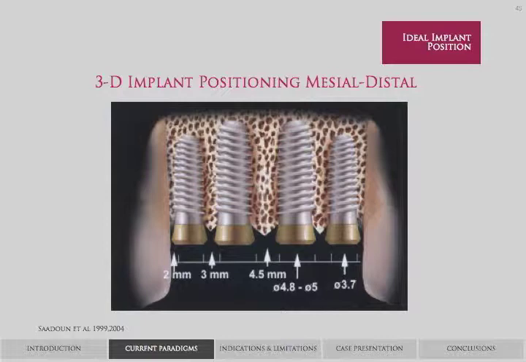All right. Again, this is about 3.6 millimeters apart. That's perfect. This is showing the distance between the CEJ and the existing bone.